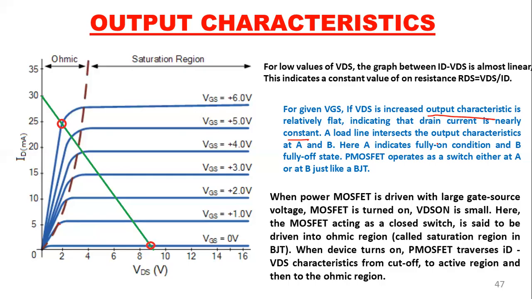A load line intersects the output characteristic at points A and B. Here A indicates the fully on condition and B the fully off condition. So this is the output characteristic.